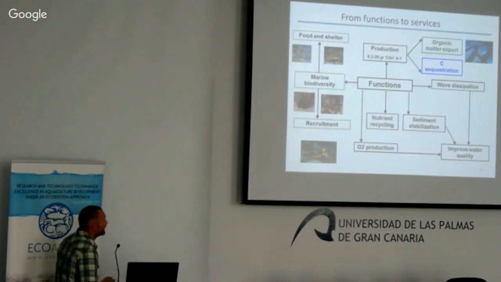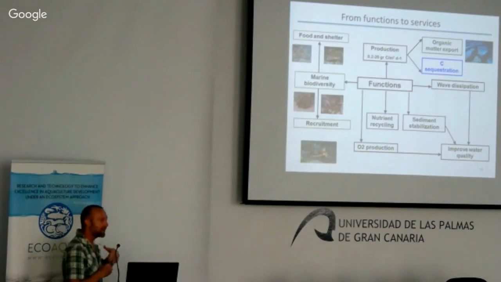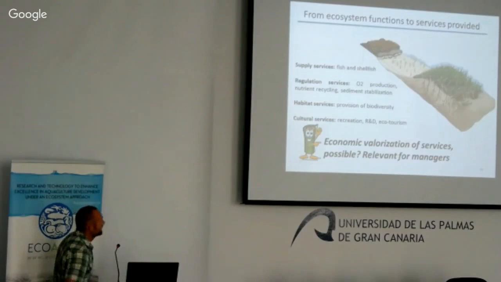So, as I said before, it's key that we always try to work out the different functions of any ecosystem, because they are going to underpin the ecosystem services. In the particular case of seagrass meadows, we can divide the different ecosystem services in 4 big groups. We have, first of all, supply services. We have regulation services. Third, we've got habitat services. And finally, we have cultural services.